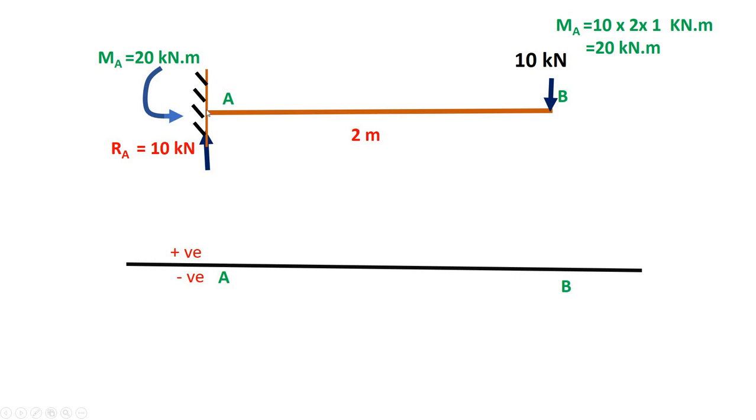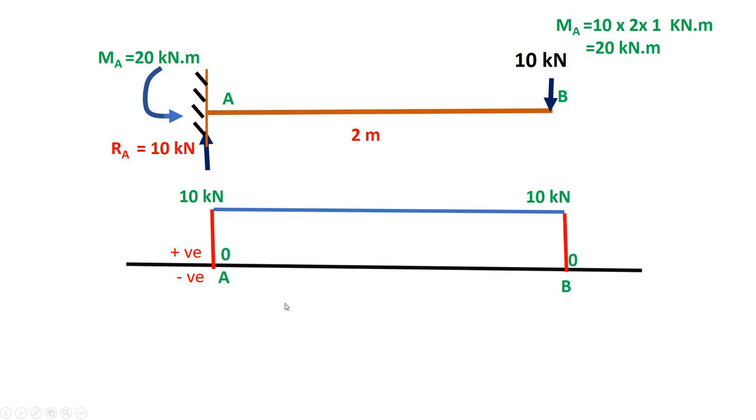Over here we have 10 kilonewton, right? At the point load, shear changes from 0 to 10, right? In between A to B we don't have any shear, represented by a horizontal line. Again 10 minus 10 is 0, so shear changes from 10 to 0 and the diagram is positive, right?